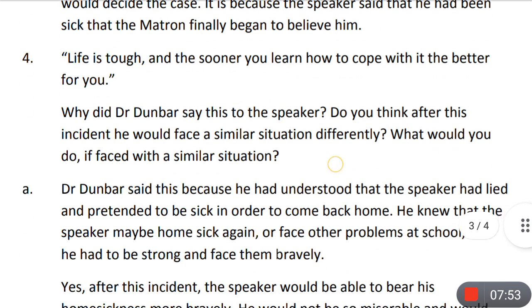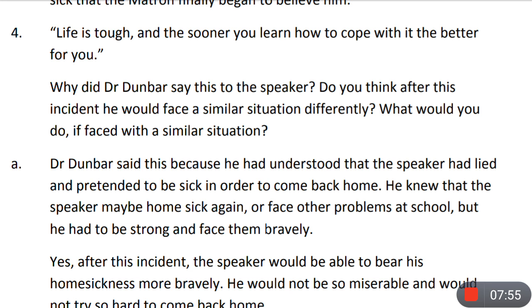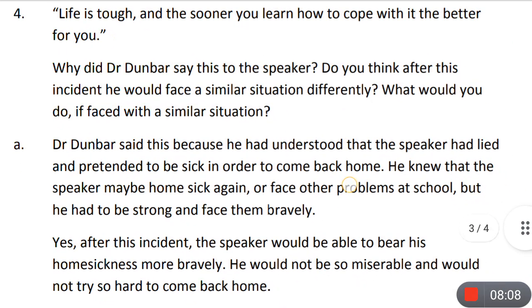Okay, so now we have the fourth statement. The fourth statement is, "Life is tough and the sooner you learn how to cope with it, the better for you." Okay, so this is the statement and we have a question number A based on the fourth statement. Why did Dr. Dunbar say this to the speaker? Do you think after this incident he would face a similar situation differently? What would you do if faced with a similar situation?